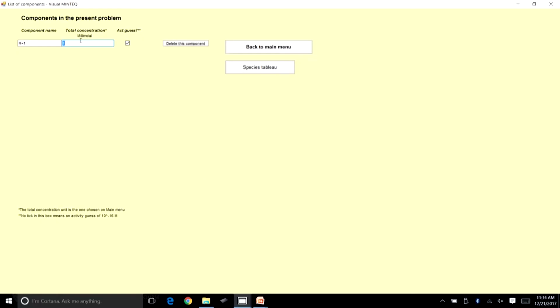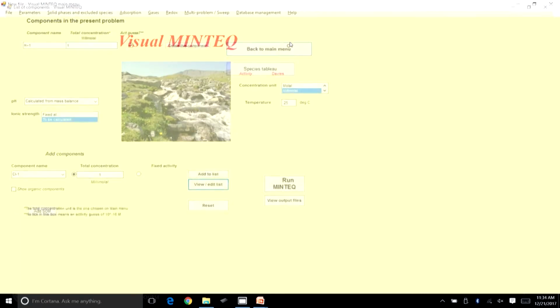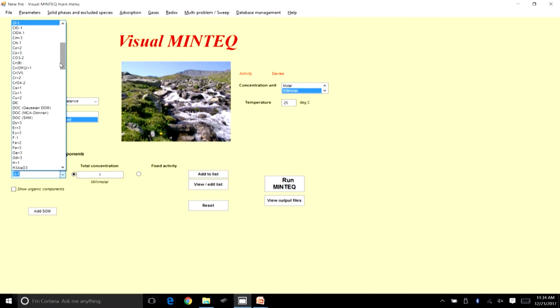So let us look at that, I guess, and we have H. If H total is 1 millimolar, what does SO4 total need to be? Where is SO4 here, please?